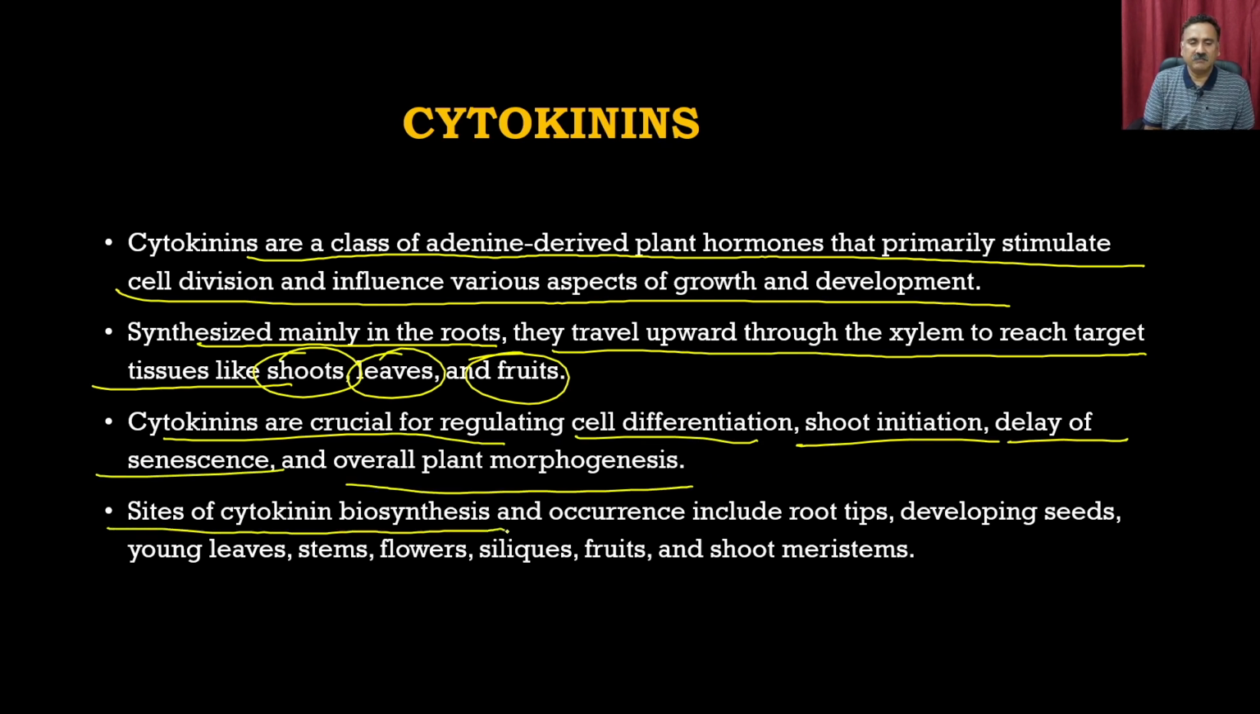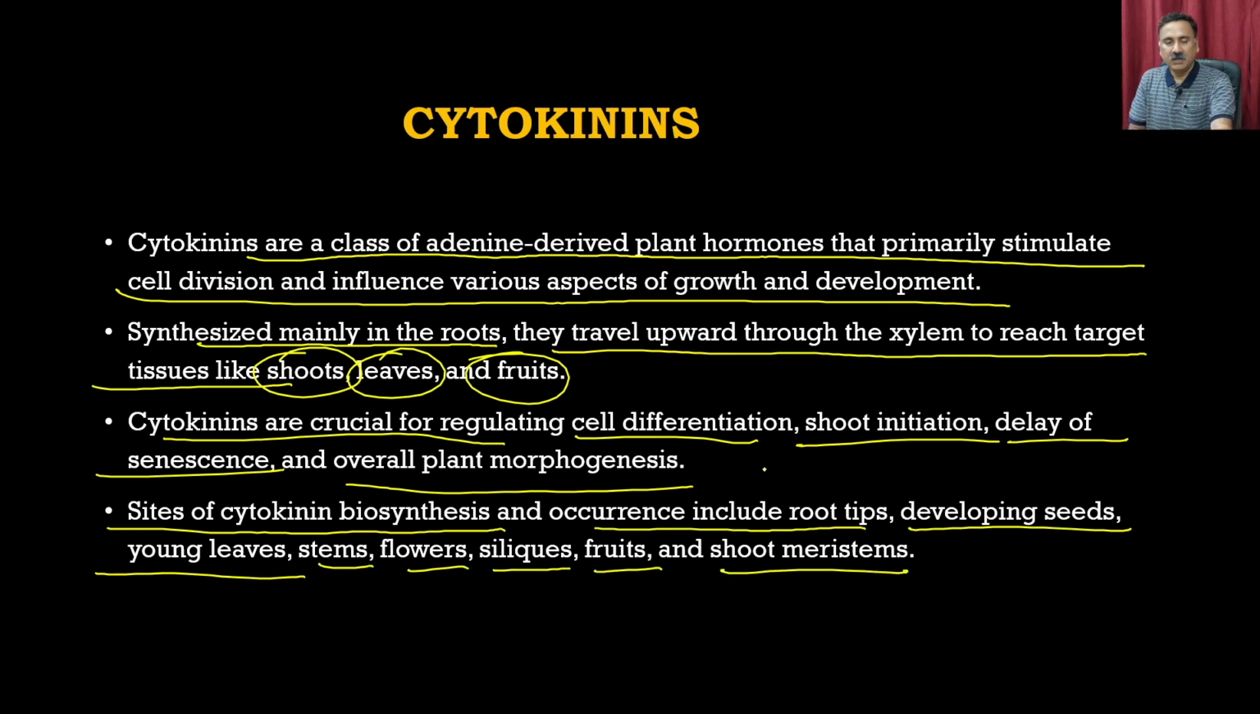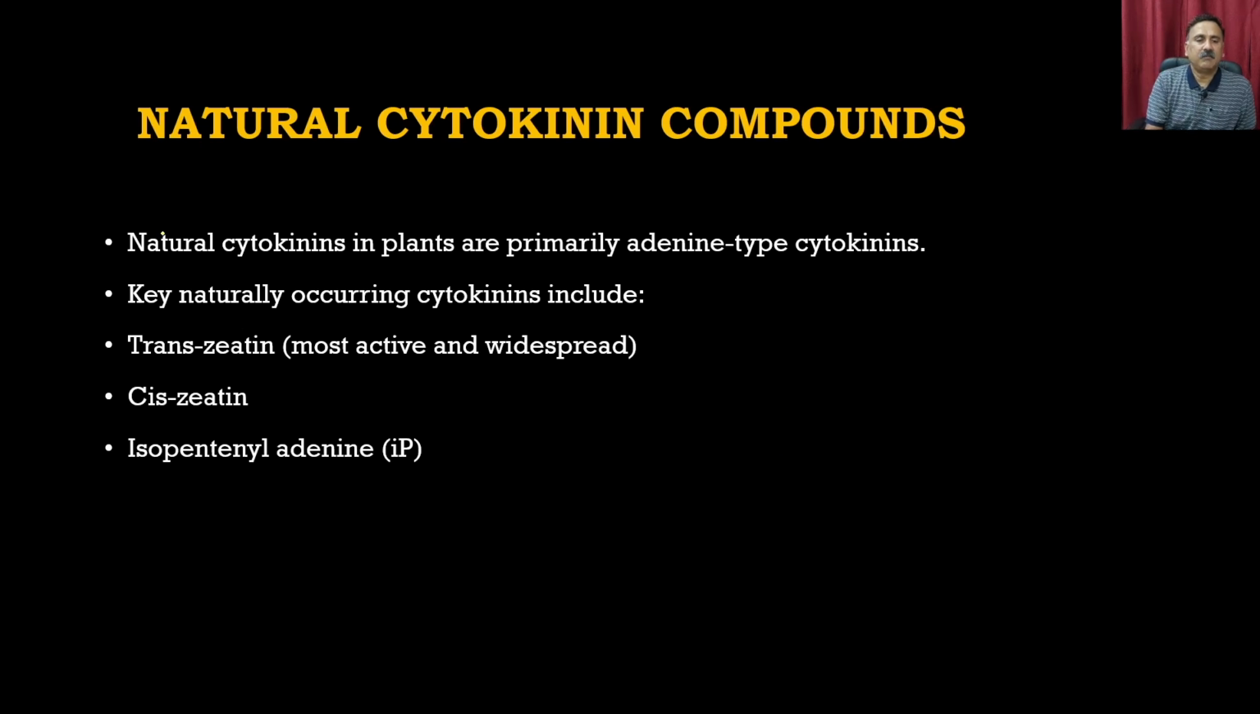Sites of cytokinin biosynthesis and occurrence include root tips, developing seeds, young leaves, stems, flowers, follicles, fruits, and shoot meristem. There are natural cytokinin compounds. So you have trans-zeatin, you have cis-zeatin, and you also have isopentenyl adenine, right? All these are actually adenine derivatives.